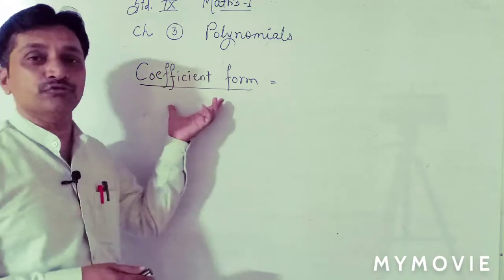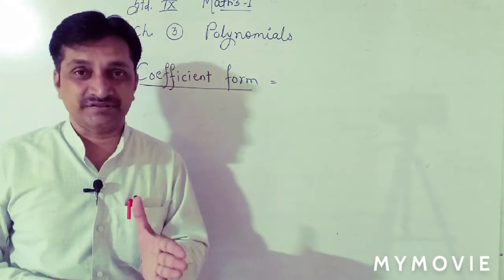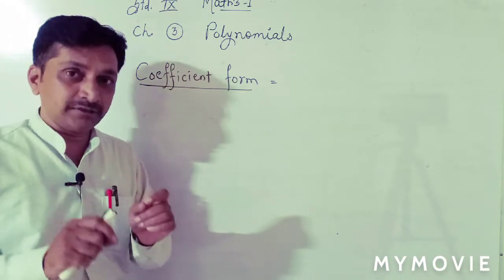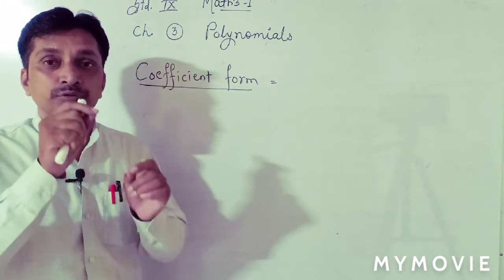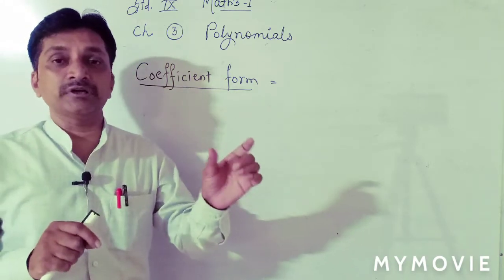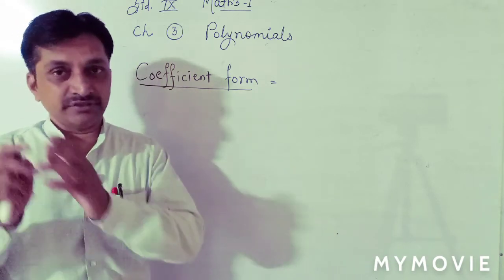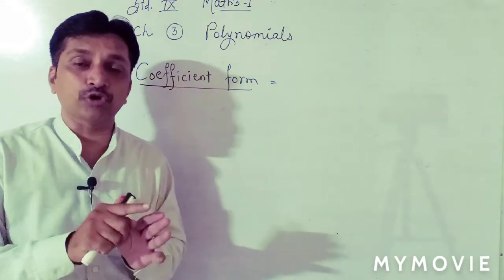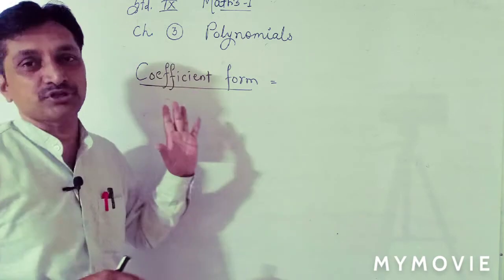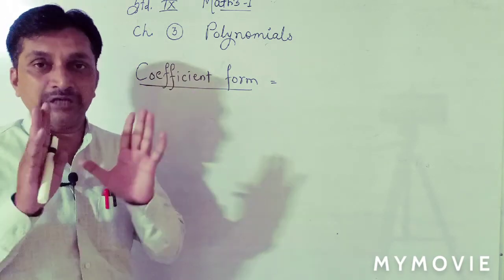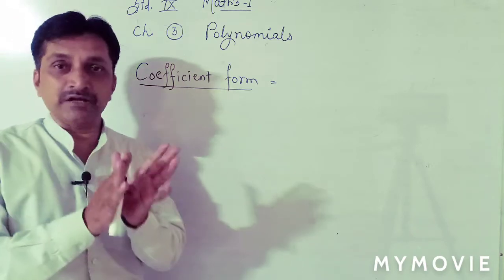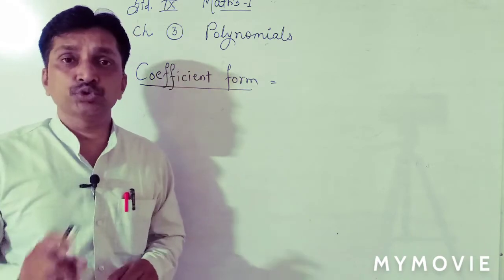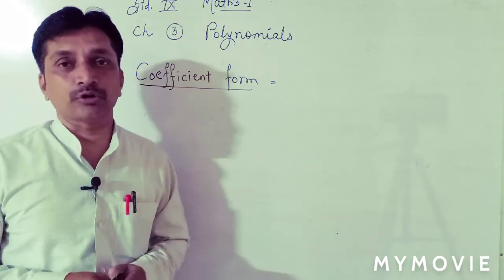For coefficient form, we have to arrange coefficients. But for that, it is compulsory to convert the given polynomial into standard form. Means if any polynomial is given to you, you first have to convert it into standard form, and after standard form, then coefficient form. If the polynomial is not in standard form, you cannot write it in coefficient form.